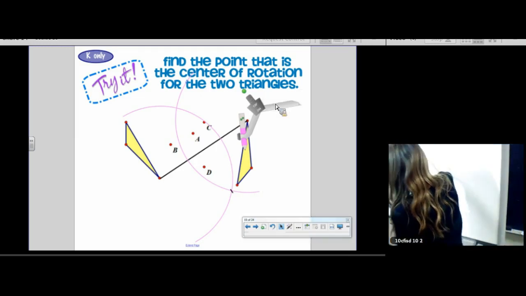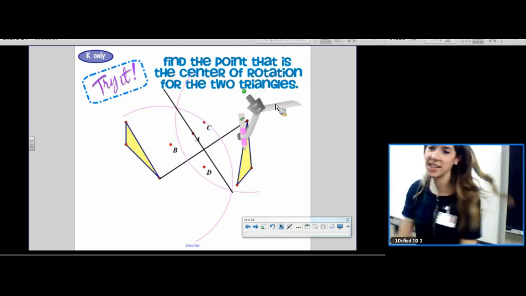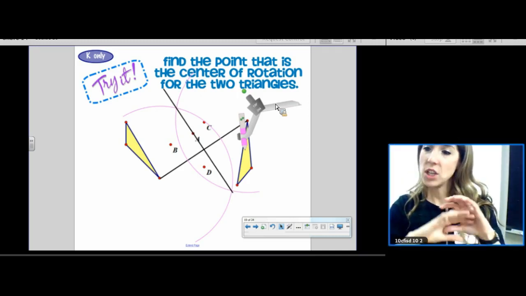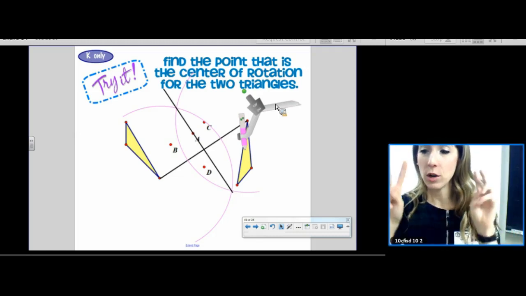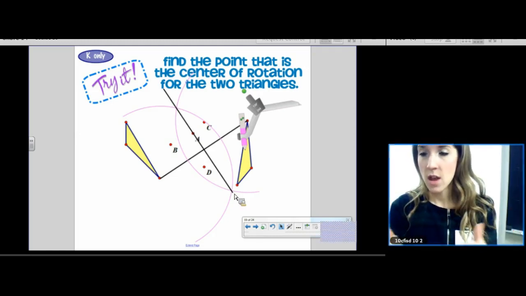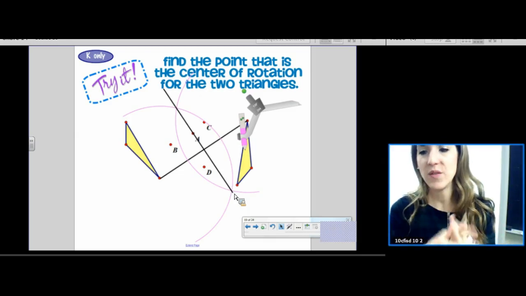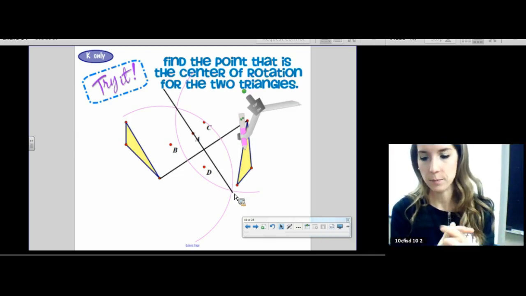Okay. What's the answer? The answer is A. Okay, so what did I do? I connected 2 points that were corresponding. They went together. I constructed the perpendicular bisector, and only one of those points fell on that perpendicular bisector.